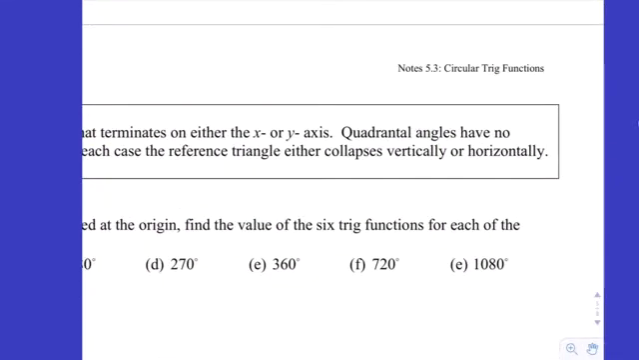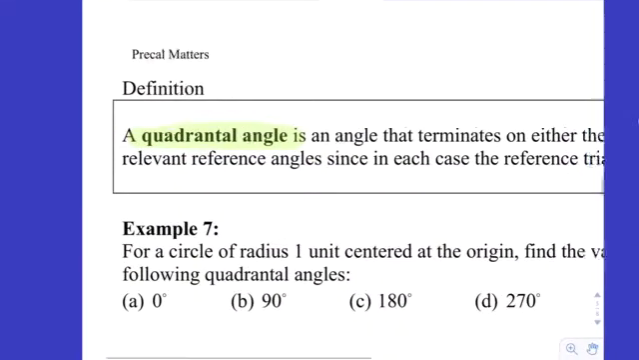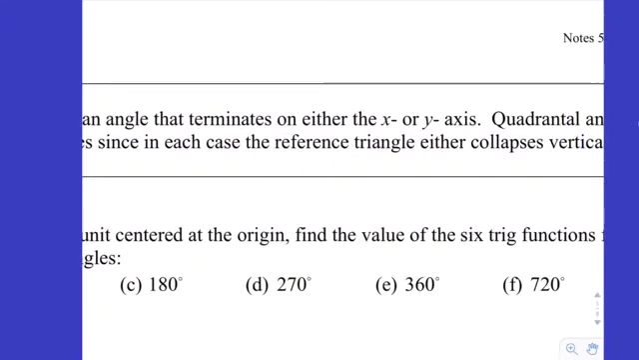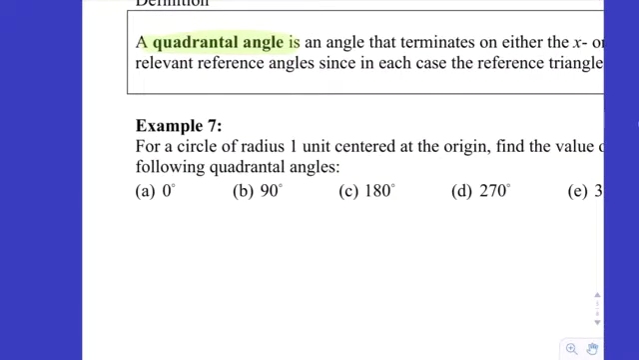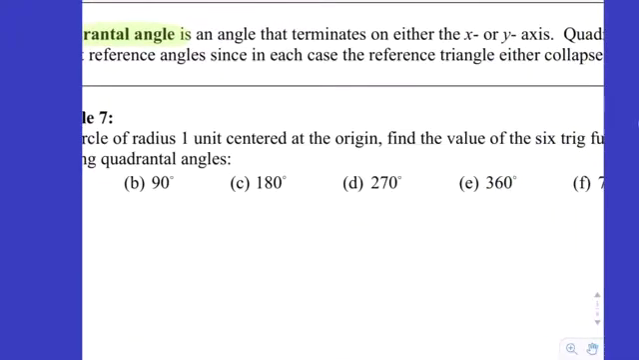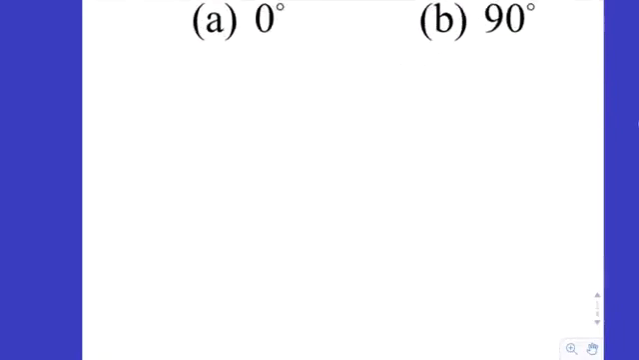When you have an angle that terminates on the x or y axis, there is no reference angle and there's no reference triangle. You're essentially collapsing it down vertically or horizontally to nothing. All right, but you could still have trig ratios. I'll show you what I mean. On example 7, for a circle of radius 1, where it's centered at the origin, find the value of the 6 trig functions for each of the following.